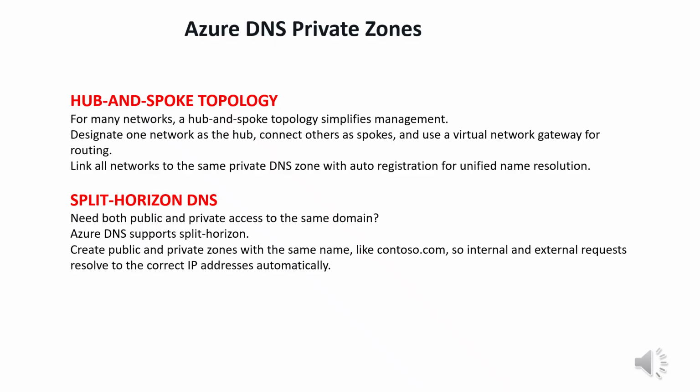Need both public and private access to the same domain? Azure DNS supports split horizon. Create public and private zones with the same name, like contoso.com, so internal and external requests resolve to the correct IP addresses automatically.